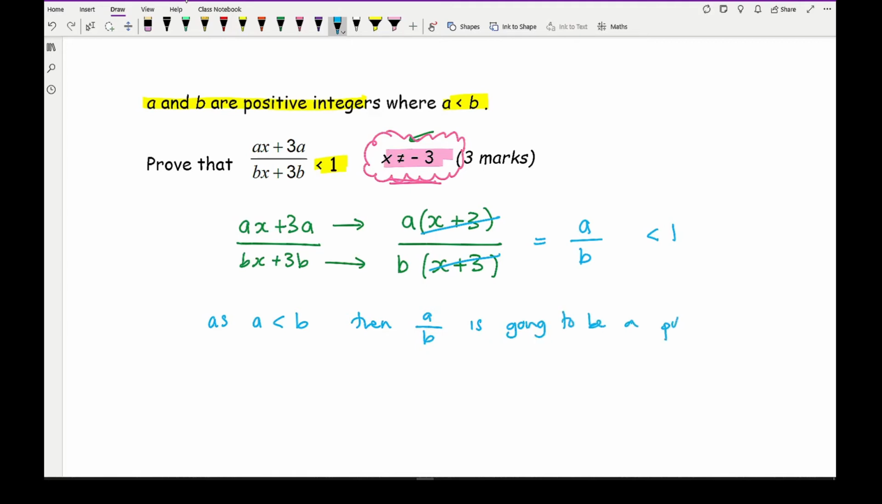Now as a is less than b, then a over b is going to be a proper fraction, because it will never be an improper fraction where it's all top heavy. So therefore it will always be less than 1, because if you work out the value of any proper fraction where the numbers are both positive, then your answer will always be less than 1. And there we've proved our statement.